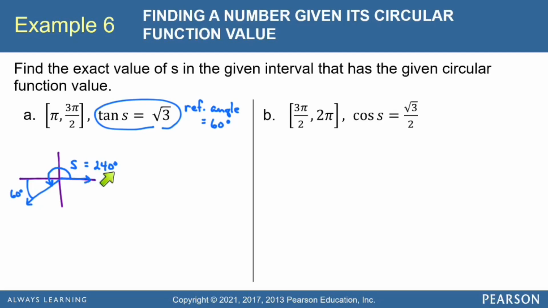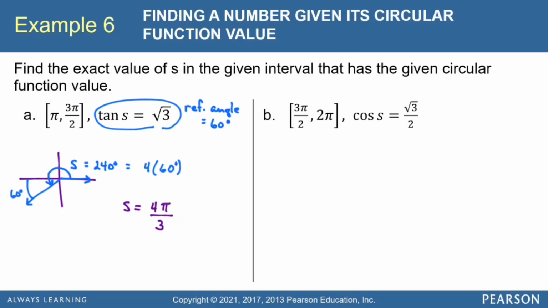Now we do need to convert this into radians because our interval is in radians. So we know that 240 degrees can be written as 4 times 60 degrees. And then we know that the radian equivalent for 60 degrees is pi over 3. So our angle S is going to be 4 times pi over 3 radians.